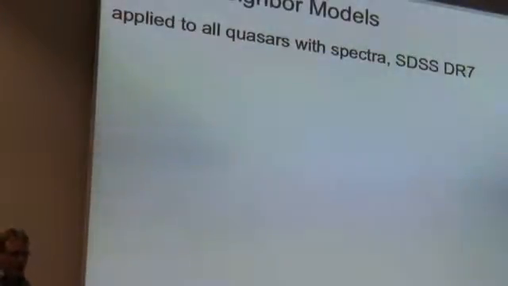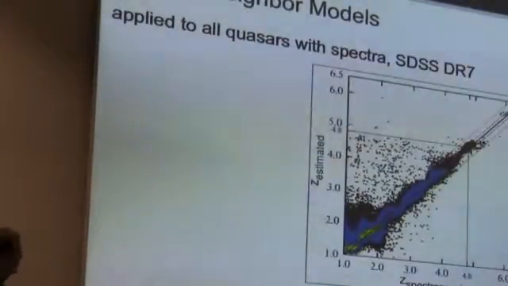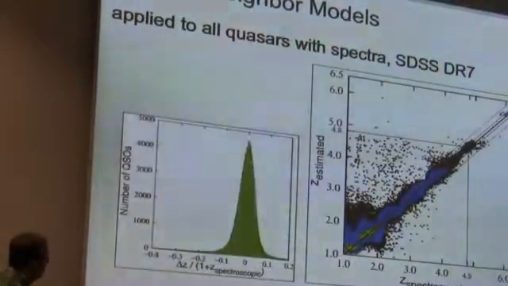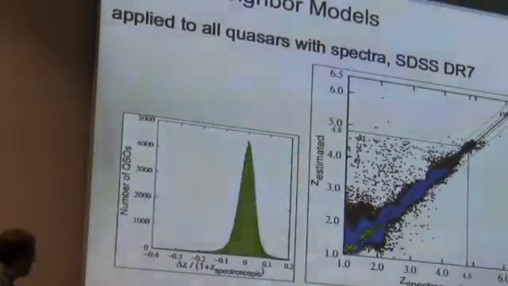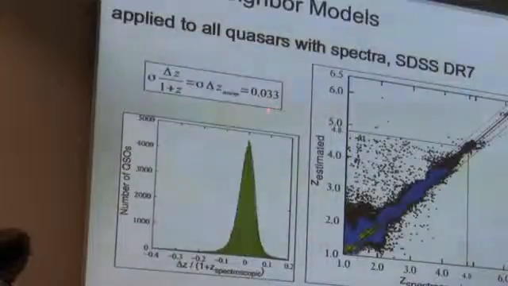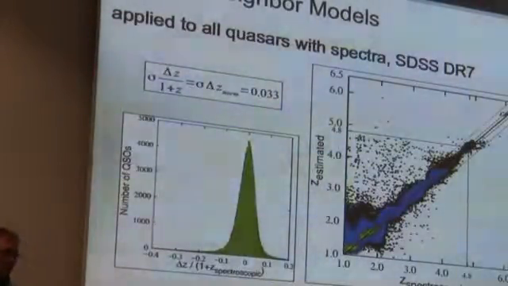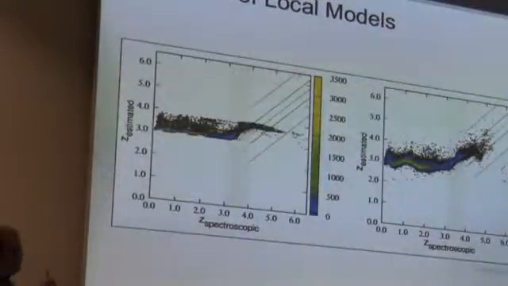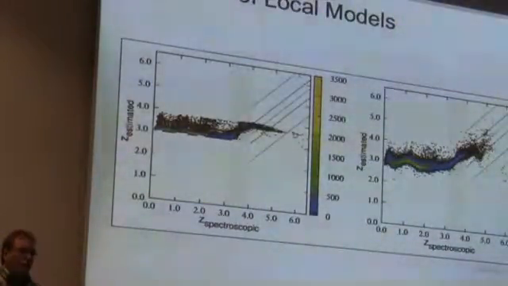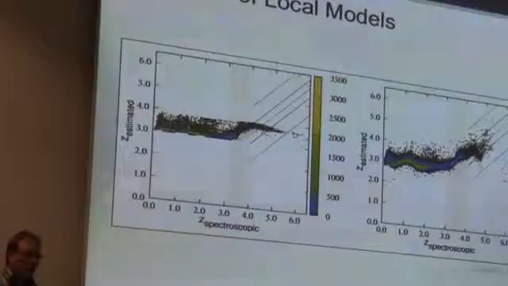Back then it was data release 7, and what you retrieve is the spectroscopic redshift against the photometric redshift, and you can see it's more or less quite good, and the standard deviation is an error of 3%, so it looks somehow nice. But you always have to keep in mind, if you use certain models for machine learning, you have to know about the limitations.